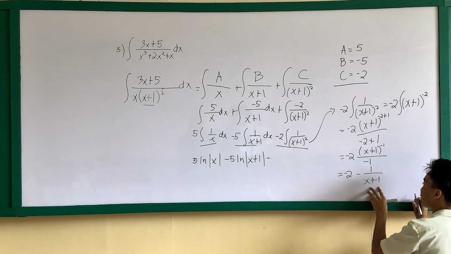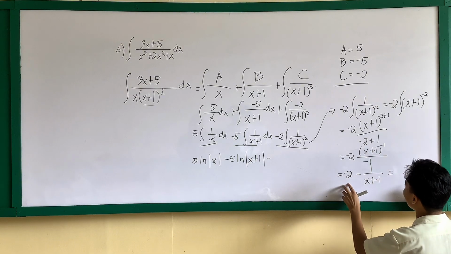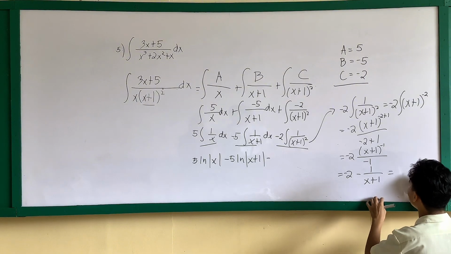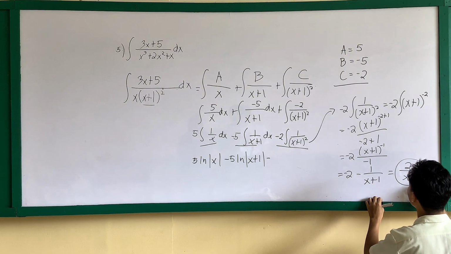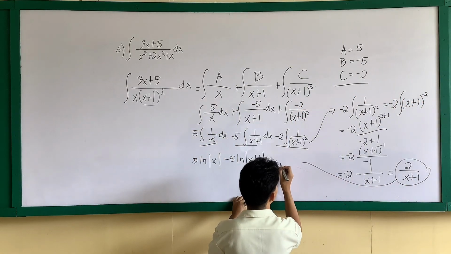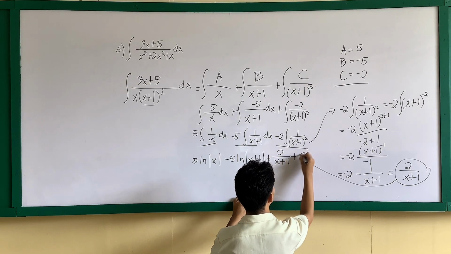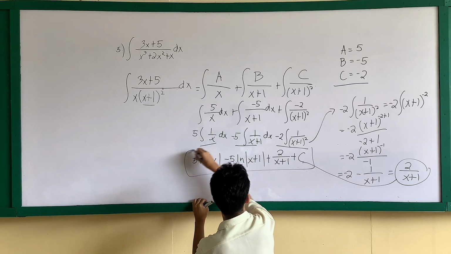So next is, itatimes natin yung constant sa numerator. So magiging 2 over x plus 1. Yan. So next is, isa-substitute natin siya dito na. So magiging plus 2 over x plus 1 plus c. So here is our final answer.